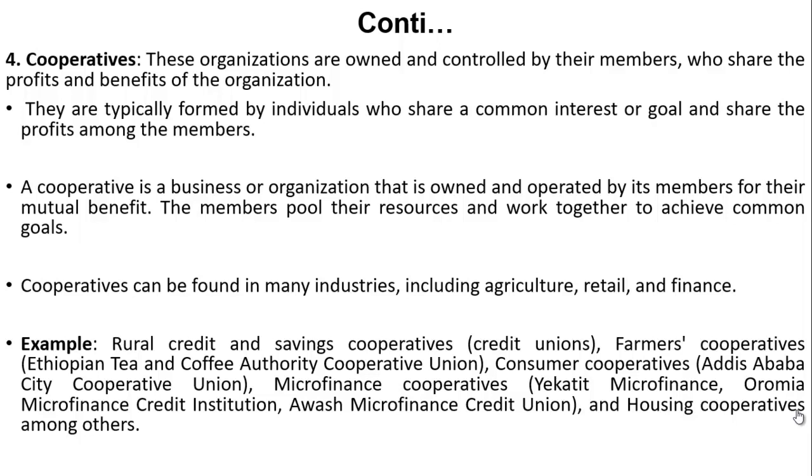A cooperative is a business organization that is owned and operated by its members for their mutual benefit. The members pool their resources together and work together to achieve common goals. Cooperatives can be found in many industries, including agriculture, for example farmers cooperative, retail, for example merchants cooperative or enterprises cooperative, and finance. Examples in Ethiopia include rural and credit saving cooperatives or credit unions, farmers cooperatives or Ethiopian Tea and Coffee Authority Cooperative Union, consumer cooperatives, Addis Ababa City Cooperative Union, microfinance cooperatives, Yakatit Microfinance, Oromia Microfinance Credit Institution, Hawash Microfinance Credit Union, and housing cooperatives, among others, just to mention the examples. The list is not exhaustive.